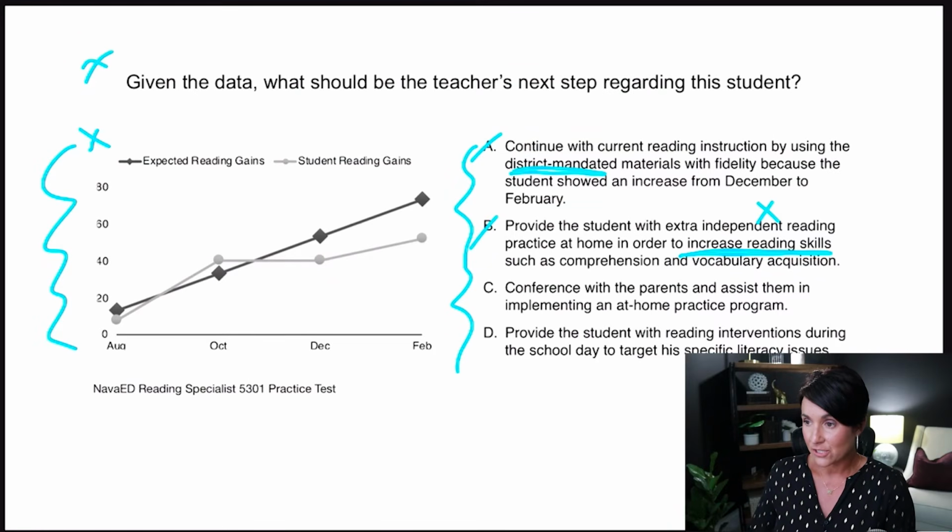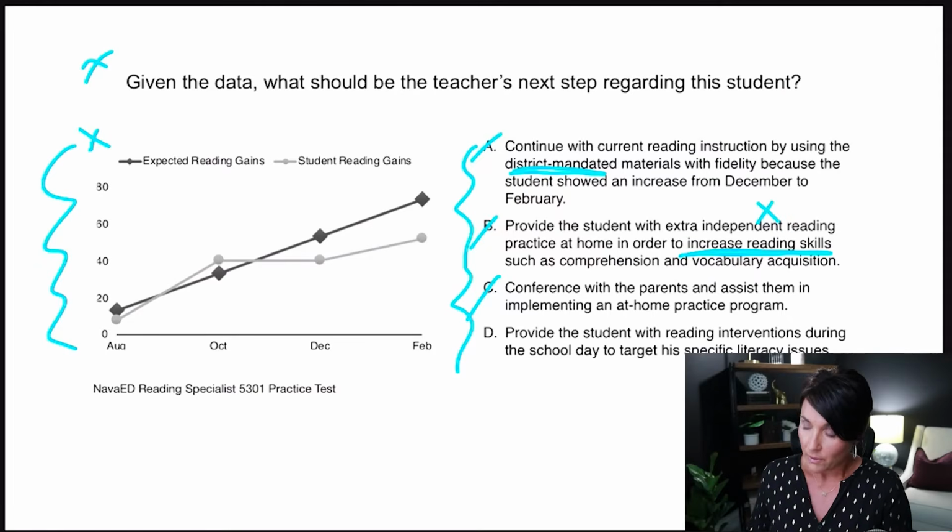All right, and answer C, conference with parents and assist them in implementing an at-home practice program. You may like that answer, right? Because we're always trying to involve parents. However, no, parents are not in charge of your classroom. While we do want to include parents and we do want to encourage at-home practice, this is probably not going to be the answer on the test.